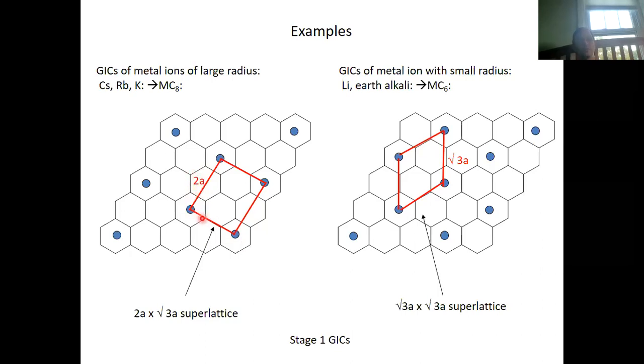So in this direction here, we are going from the center of the hexagon to the corner, and relative to 1A, we have here a distance of the square root of 3A due to geometric arguments. Okay, so we can say that the metal ions are arranged in a 2A times square root of 3A superlattice within the graphite intercalation compound. So over here, we have a higher density of alkali metal ions. We have a so-called square root of 3A times square root of 3A superlattice. Okay, you see that here.